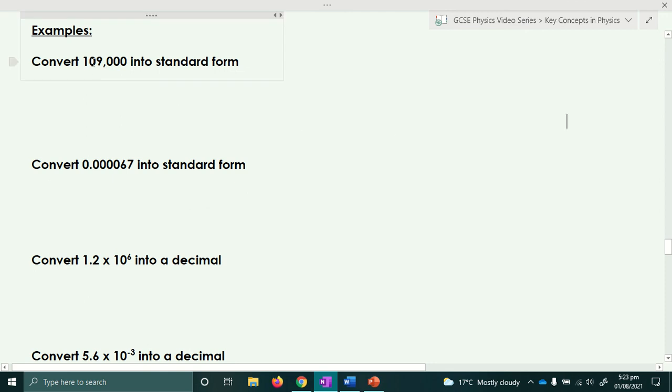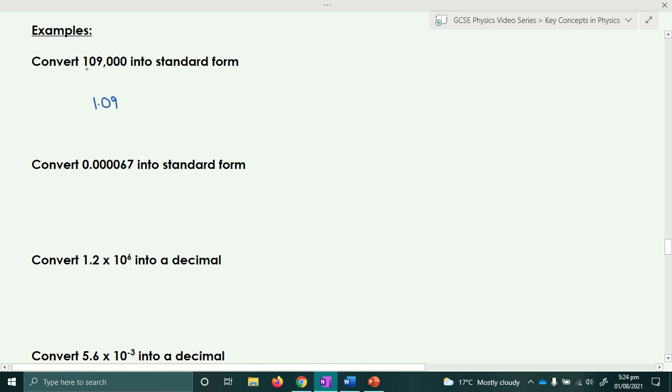So let's start off with some decimals to convert into standard form. At the moment, this is 109,000, but the mantissa has to be between 1 and 10. So the mantissa here is going to be 1.09. You can see I've just taken the numbers which aren't zeros, like these ones at the end, and expressed it as a number between 1 and 10.